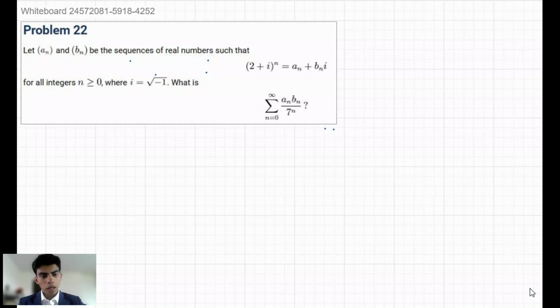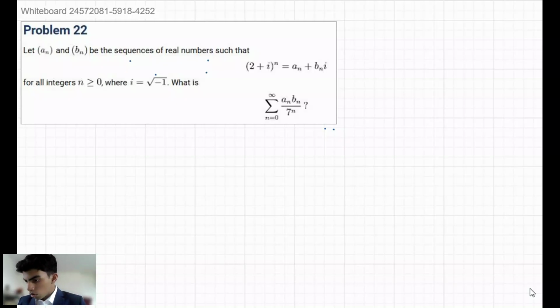All right, let's take a look at problem number 22 from the 2020 AMC 12A, and it reads: let a sub n and b sub n be the sequences of real numbers such that the complex number 2 plus i raised to the nth power equals a sub n plus b sub n times i for all integers n greater than or equal to 0. What is the infinite sum of a sub n times b sub n over 7 to the nth power?